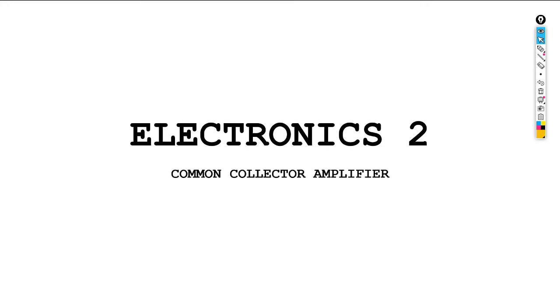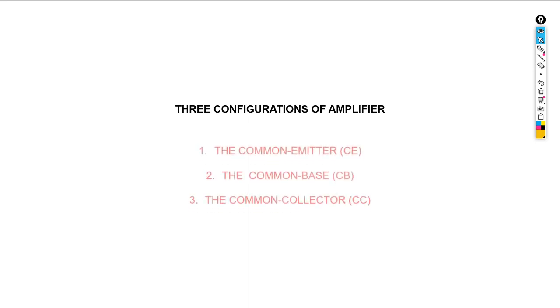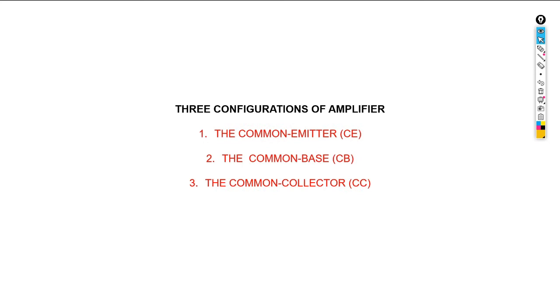With a common collector we have some specifications. We're going to have a Darlington pair and a Sziklai pair. Sorry, it's really difficult to spell, but you can see. These are just specific applications of our common collector amplifier. As we say, we have three configurations of an amplifier. The first one is the common emitter.